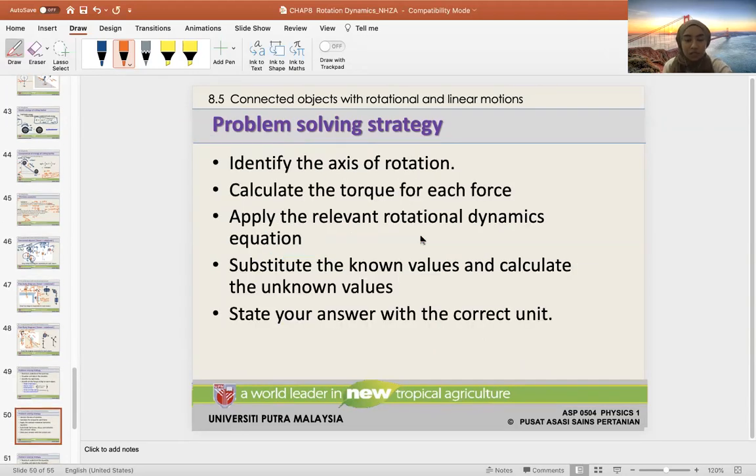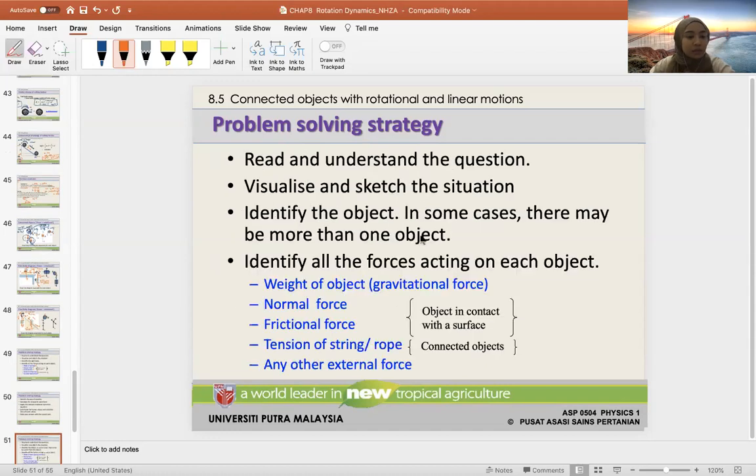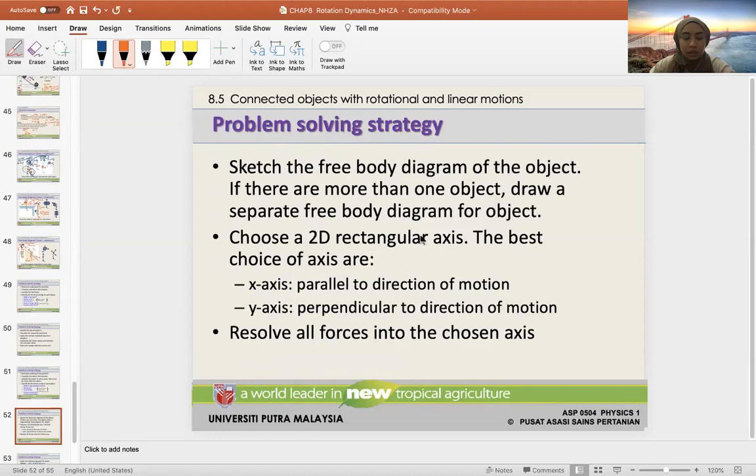Identify the axis of rotation. You know this. You can make your own axis or you can use the conventional axis. Calculate the torque for each force. Apply the relevant rotational dynamics equation. Substitute known values, calculate the unknown, and state your final answer with the correct units. Okay, please do not forget units.